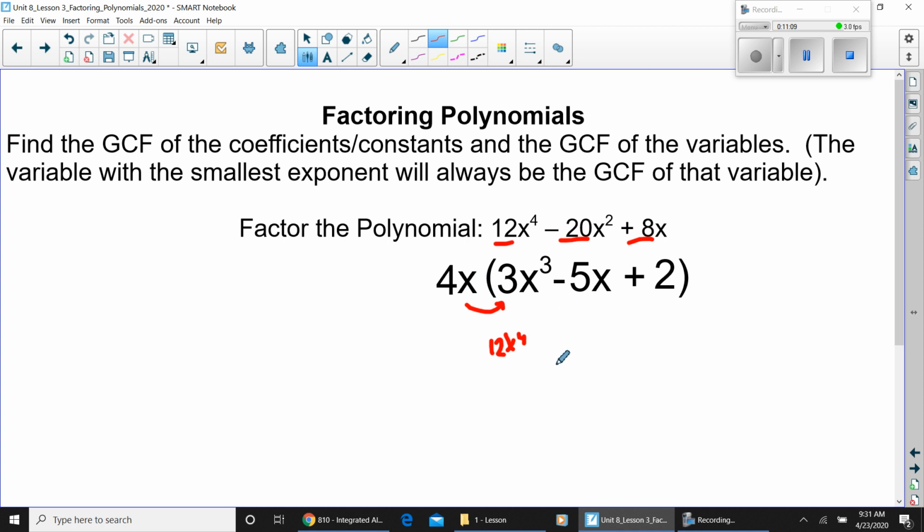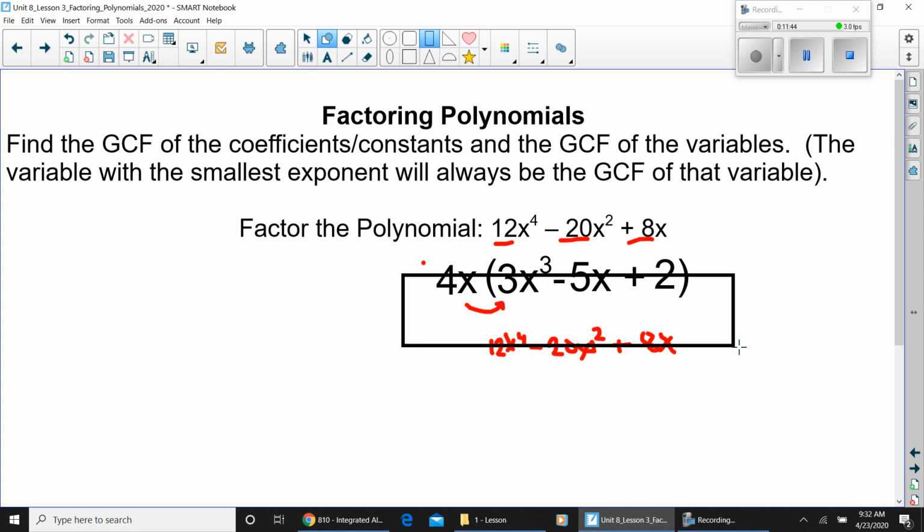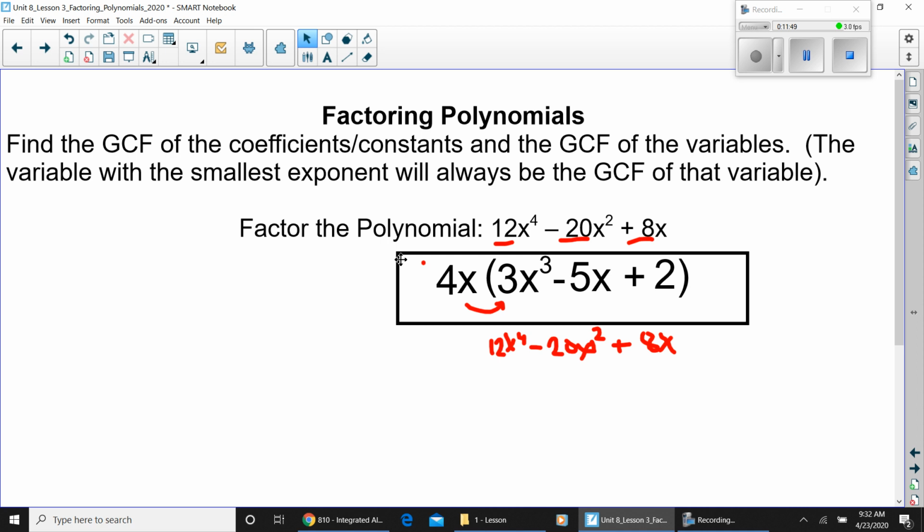4x times negative 5x. 4 times negative 5 is negative 20. X times x is x squared. So far, so good. And then 4x times 2 is 8x. That checks out. So I kind of checked myself. But this is the answer. What you have here is the answer. Let me move that up.